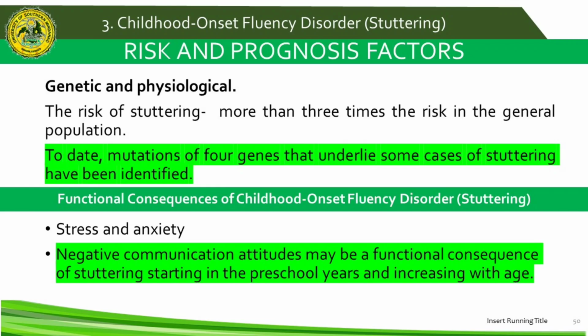For the functional consequences, in addition to being features of the condition, stress and anxiety can exacerbate the disfluency. Impairment of social functioning may result from this anxiety. So negative communication attitudes may be a functional consequence of stuttering, starting in the preschool years and increasing with age.